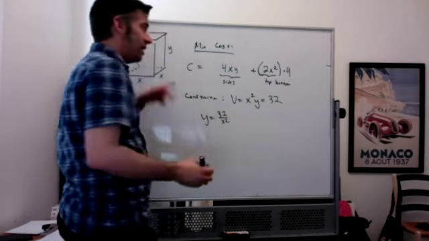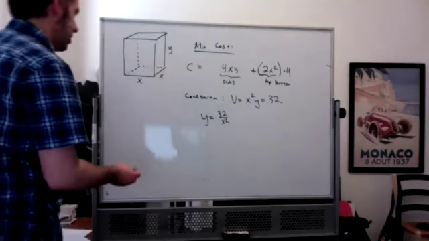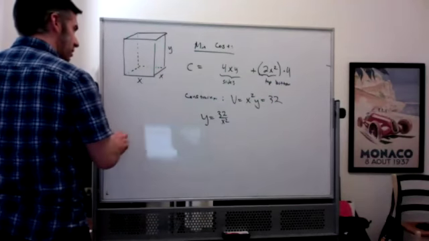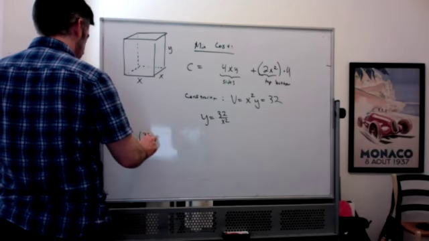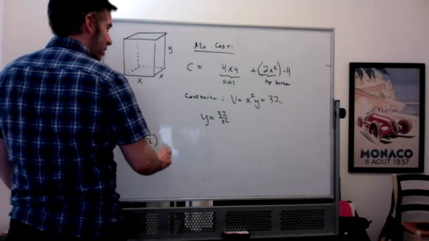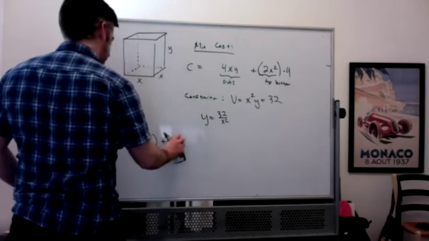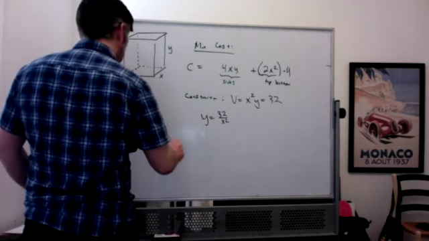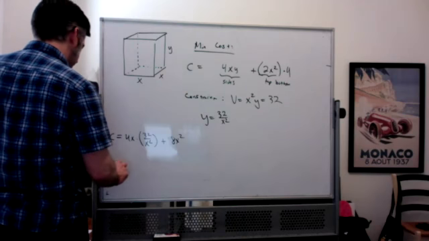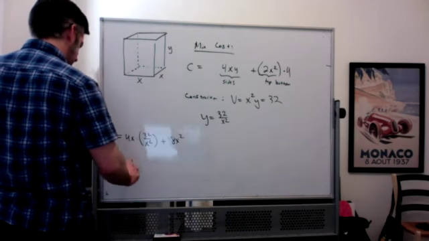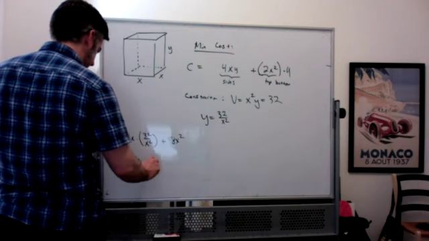We're going to plug that into the thing we want to maximize or minimize. In this case, minimize. So I'm going to write that the cost is equal to 4x times 32 over x squared plus 2x squared times 4, or just 8x squared. It is worth our while to simplify a little bit first. So 4 times 32 is 128, and x divided by x squared is x to the negative first.